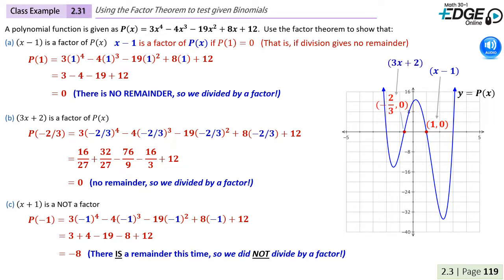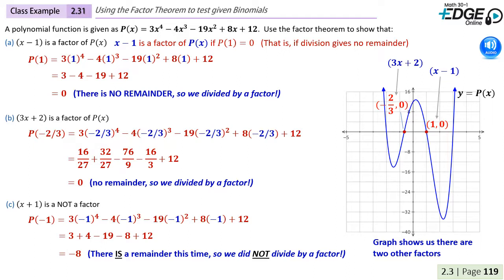Here we see the graph of this quartic function, and we see two zeros that correspond to the factors we examined. We also see that there are two more factors. That's because this is a degree 4, so it can have at most 4 x-intercepts.